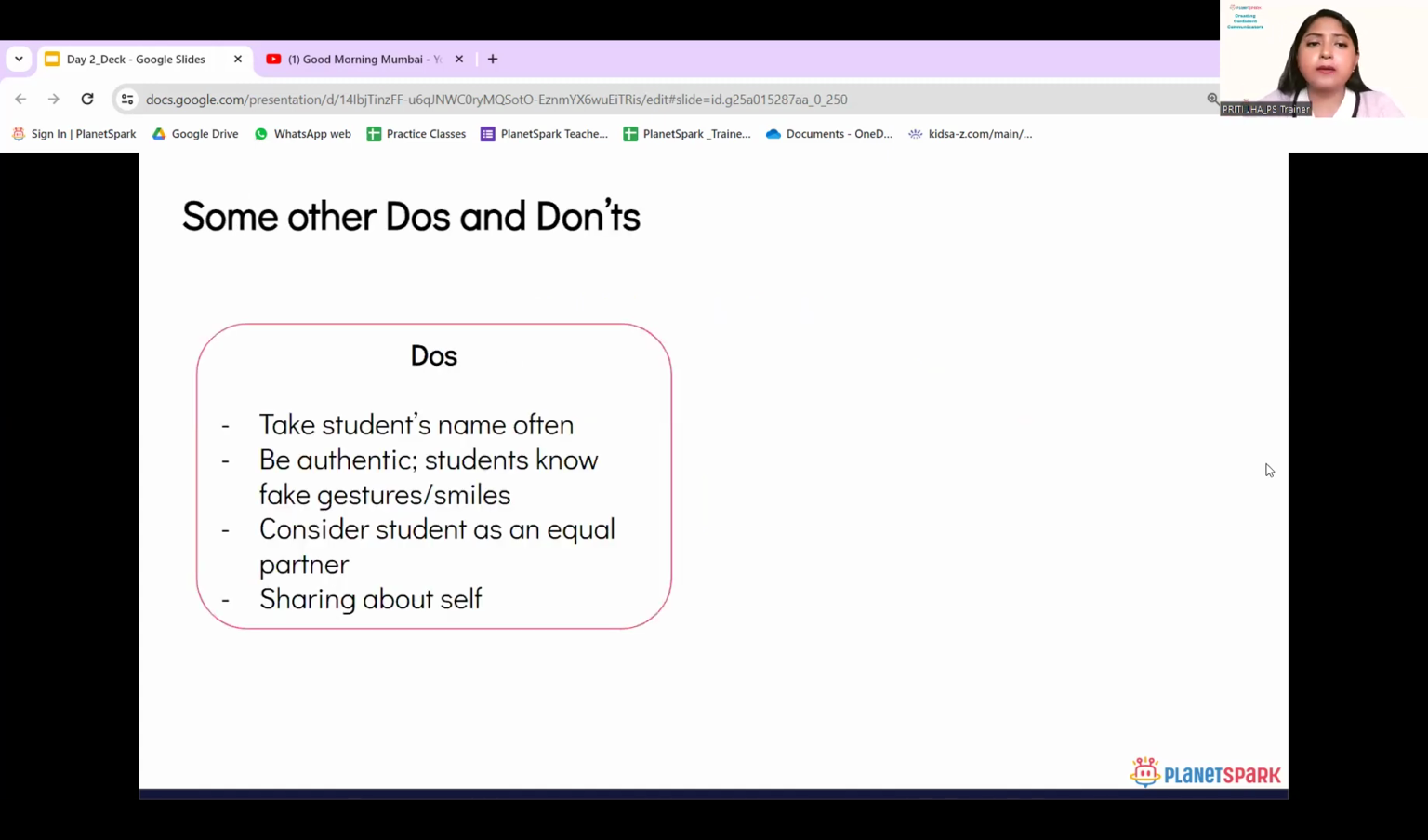Some others, do's and don'ts. Take student's name often. When you take the name of the student, there is a sense of belongingness that is created. Be authentic. Students know fake gestures and smiles. Always try to consider the student as an equal partner. And do not have that teacher-student kind of relationship. Yes, so now you are going to do this. Now I'm going to tell you to do this. Make it more conversational. Make it more casual so that the child feels comfortable in the class and he's more open to you. The more a child is open to us, the more he will speak. And the more we will be able to understand his areas of improvement.